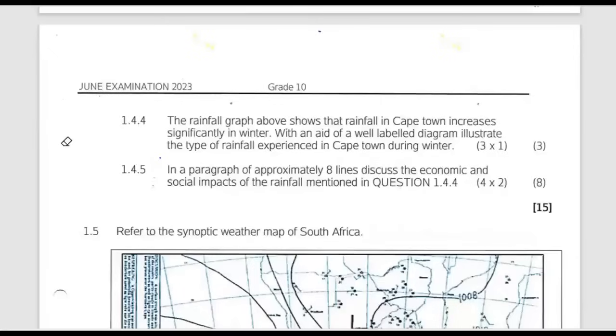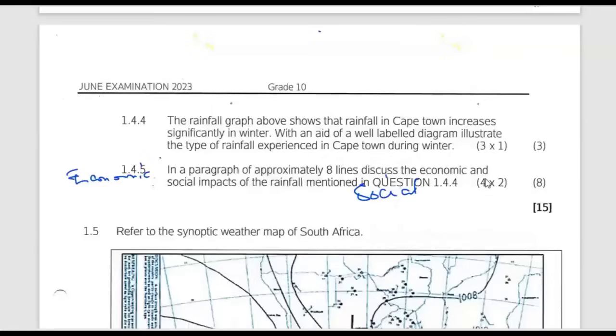Right. So when you're looking at the impacts, you are supposed to address economic and also social impacts. You cannot rely on one of the two. You are supposed to balance your discussion by highlighting the social and also the economic. So your answer must address the two, economic and social impacts.